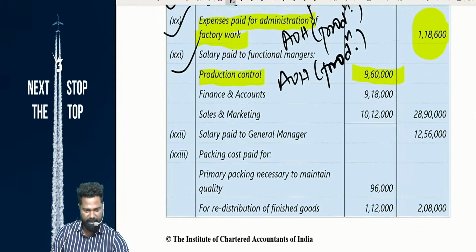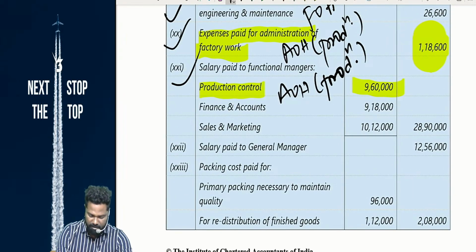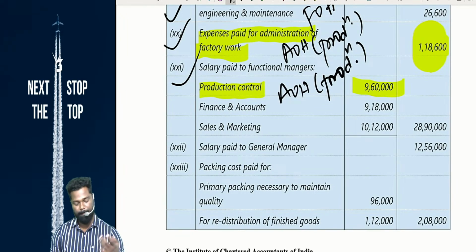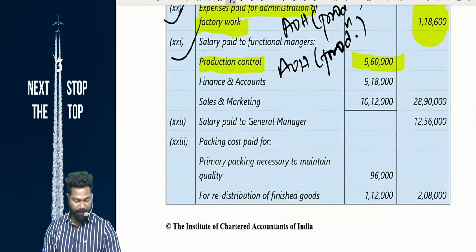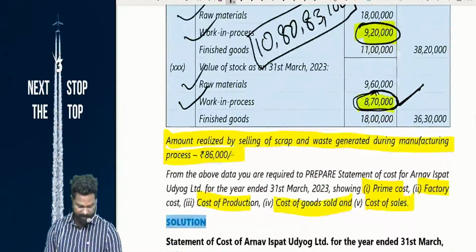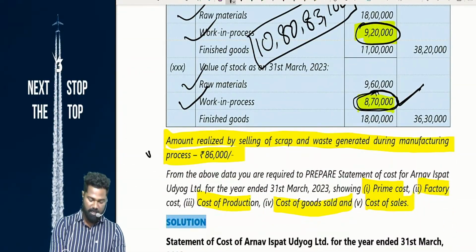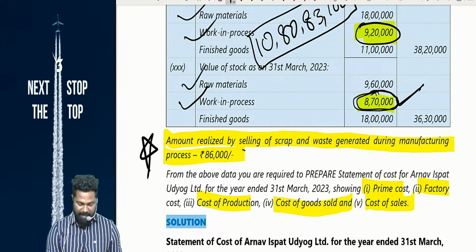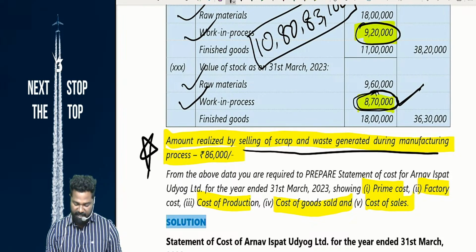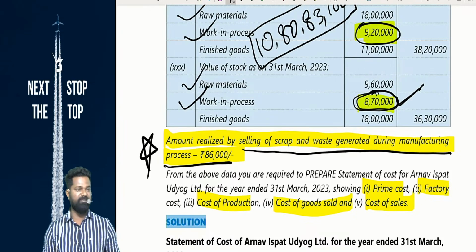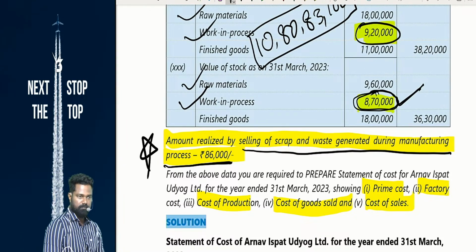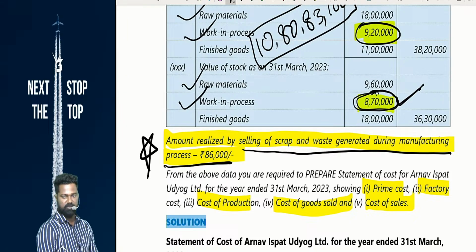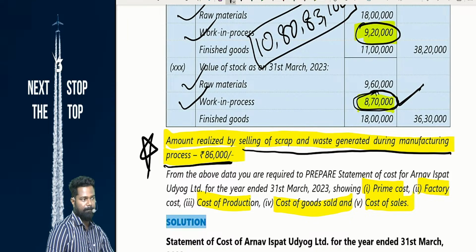Okay. Can I take this primary packing cost? After admin, we also have sale price, right? So do not forget this. How much is that? Amount realized by selling of scrap and waste generated during the manufacturing process. How much is that? 86,000. Where does this come?